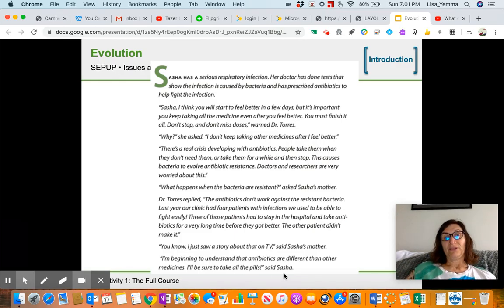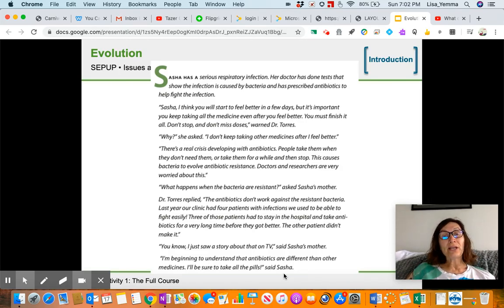Activity 1. Sasha has a serious respiratory infection. Her doctor has done tests that show the infection is caused by bacteria, and he has prescribed antibiotics to help fight the infection. Sasha, I think you will start to feel better in a few days, but it's important you keep taking all the medicine even after you feel better. You must finish it all. Don't stop and don't miss doses, warned Dr. Torres. Why? she asked. I don't keep taking other medicines after I feel better.